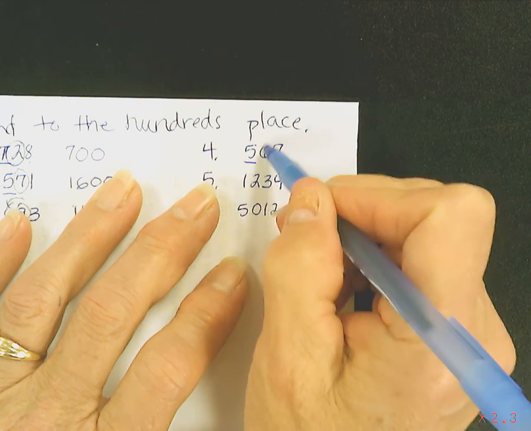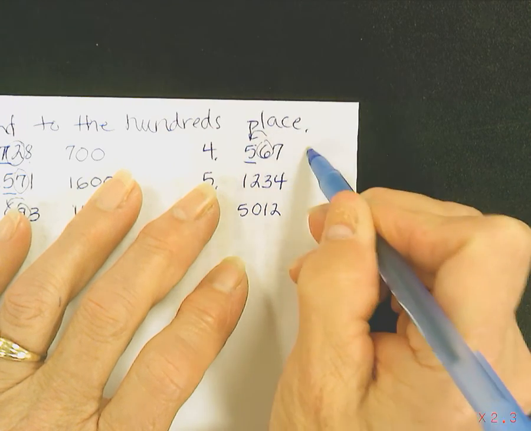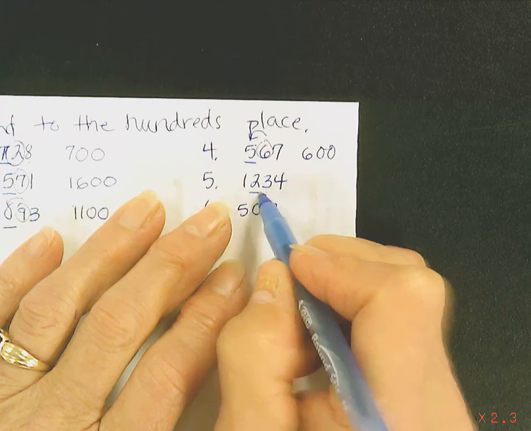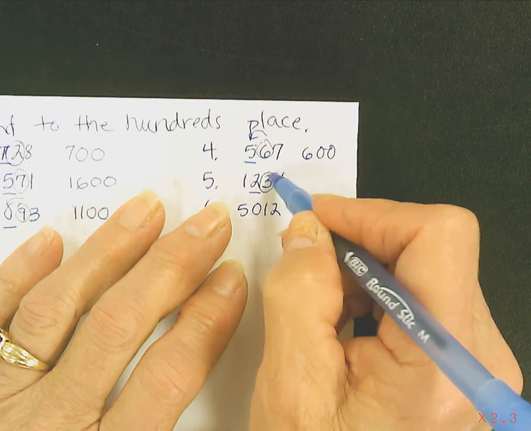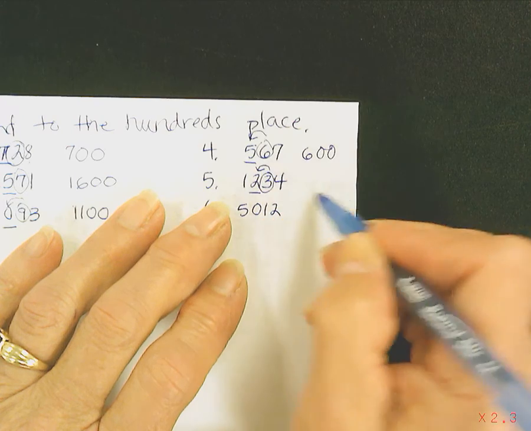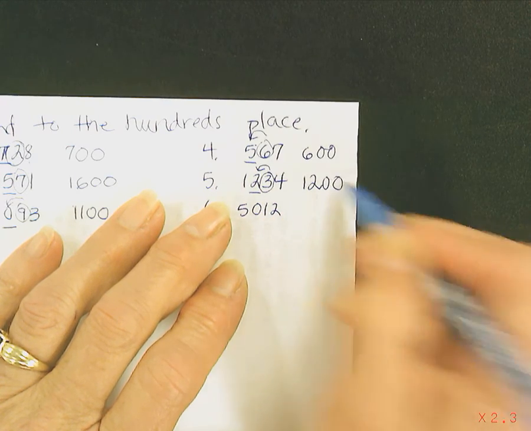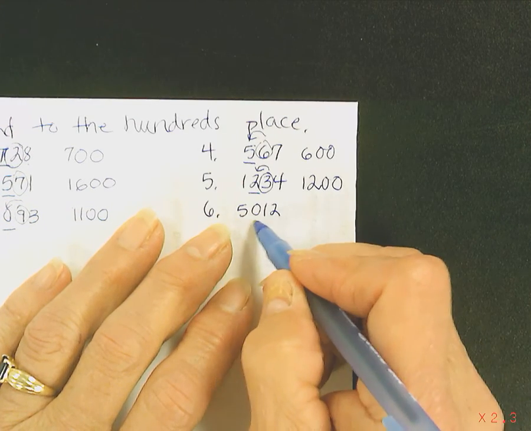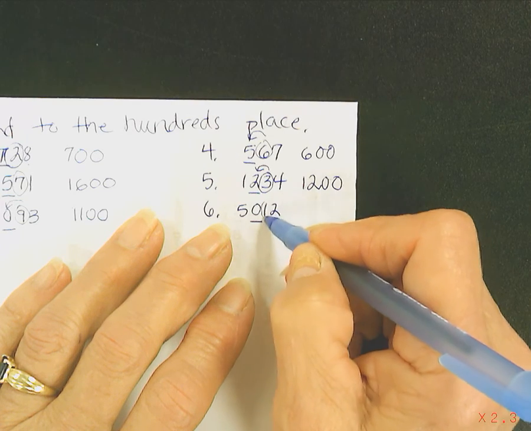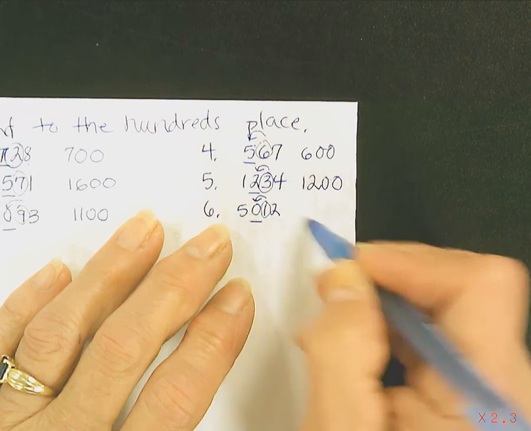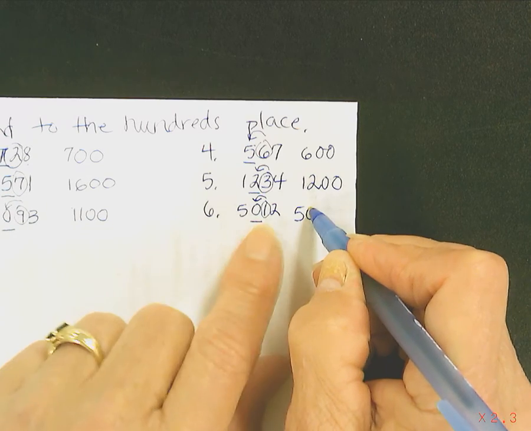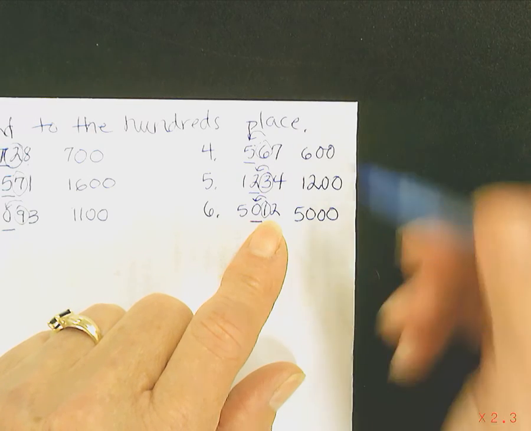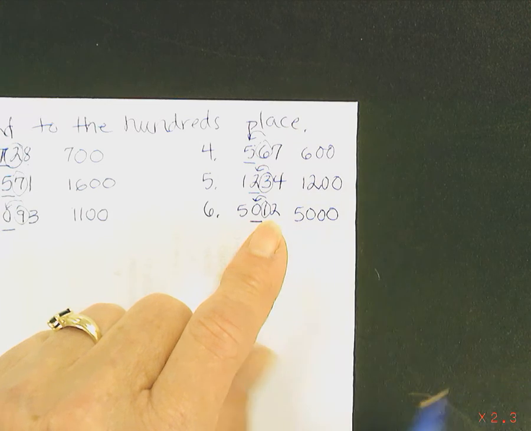5's in the hundreds place. 6 tells you to bump that up. So that rounds off to 600. For number 5, 2 is in the hundreds place. The number behind it is 3, which is too small to do any changing. So the 2 stays the same, and everything behind it becomes a 0. For number 6, 0 is in the hundreds place. 1 tells you to leave the 0 as is, and then the 2 digits after the hundreds place become zeros. So your 3 answers should be 600, 1,200, and 5,000.